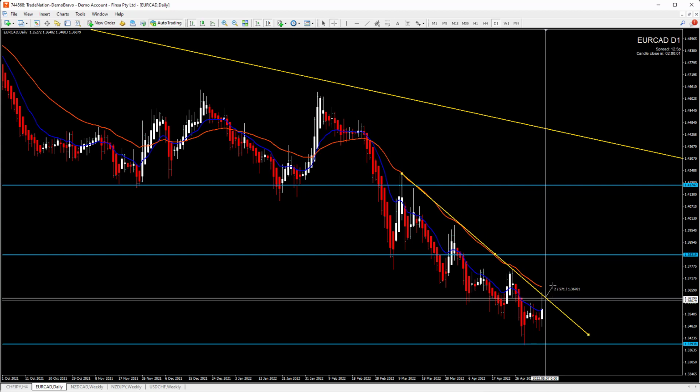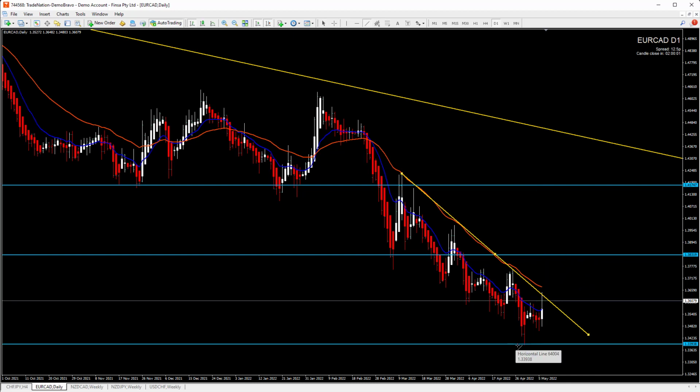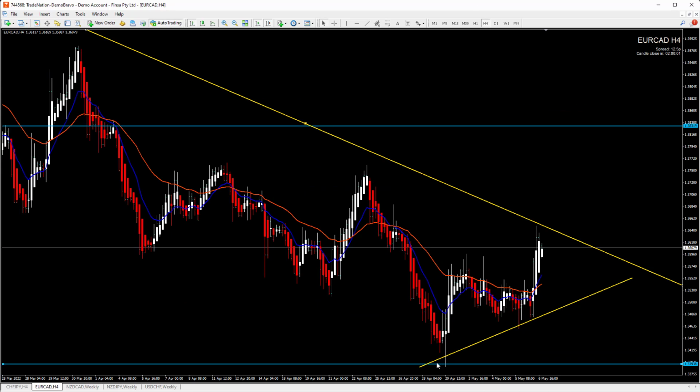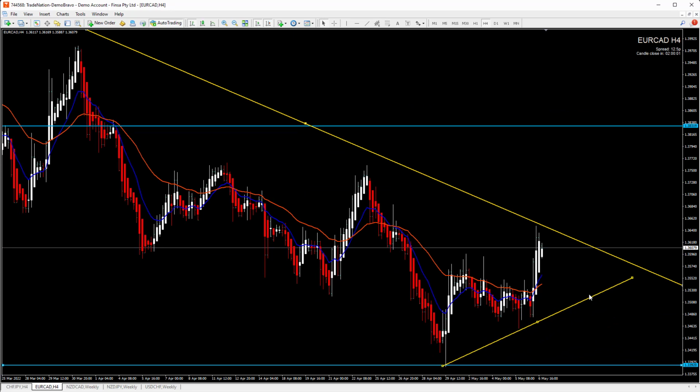We can try to buy this to trade against the main direction and target this resistance, or we can still try to sell this after the breakout of this line and look for trades with the main direction. Okay, so buy entries will be against the main direction, sell entries still with the main direction.